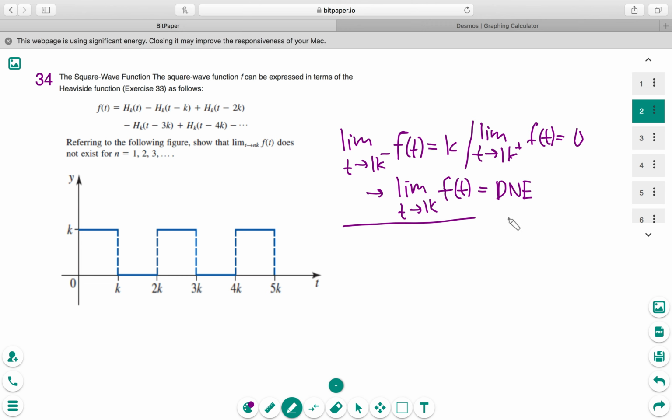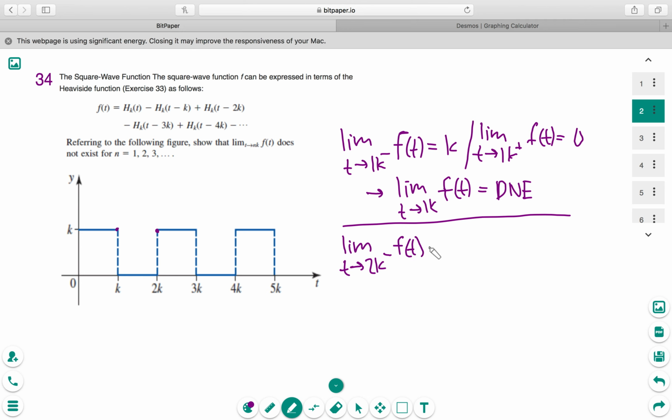And now let's look at it for a second value. How about the limit as t goes to 2k, right? So now we're not looking at this point, we're now looking at this point. So it's a little bit different, but one thing I would venture to say is actually not that different. So let's look at it from the left-hand side and from the right-hand side again, right? So let's look at it minus f of t.